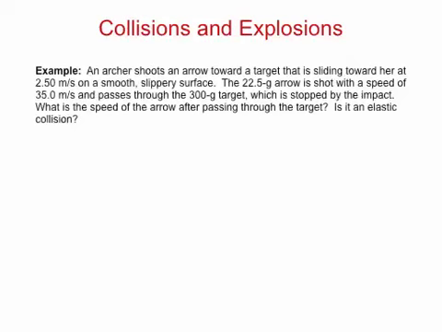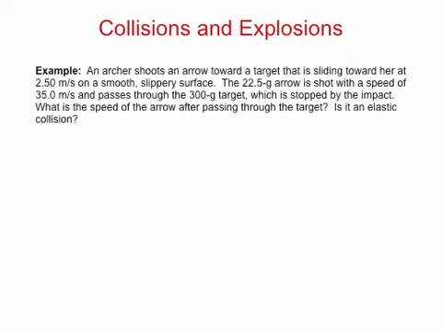An archer shoots an arrow toward a target that is sliding toward her at 2.50 meters per second on a smooth, slippery surface. The 22.5 gram arrow is shot with a speed of 35.0 meters per second and passes through the 300 gram target, which is stopped by the impact. What is the speed of the arrow after passing through the target? And is it an elastic collision?